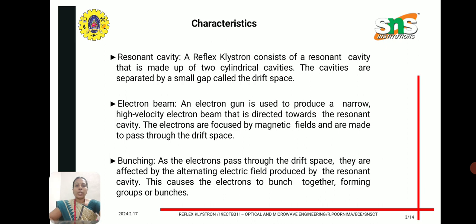The electron gun is used to produce a narrow, high velocity electron beam towards the resonant cavity. The electrons are focused by a magnetic field and made to pass through the drift space. Then comes the bunching. As the electrons pass through the drift space, they are affected by the alternating electric field produced by the resonant cavity. This causes the electrons to bunch together, forming groups of bunches.